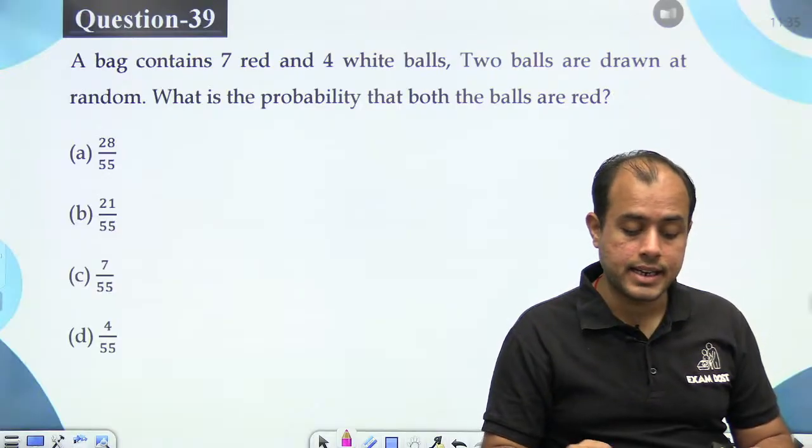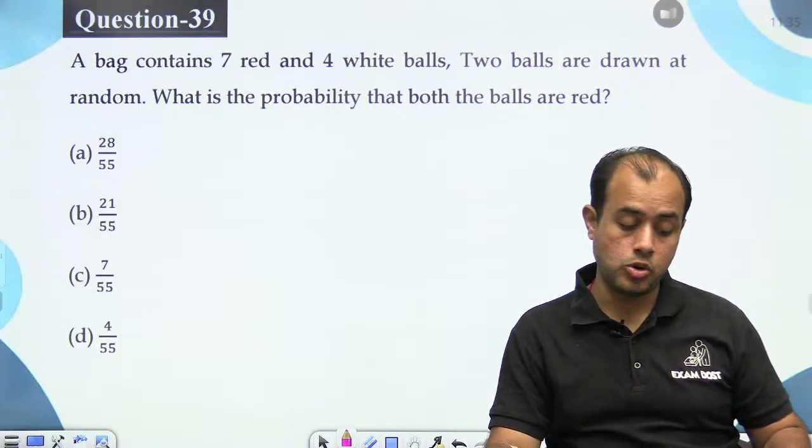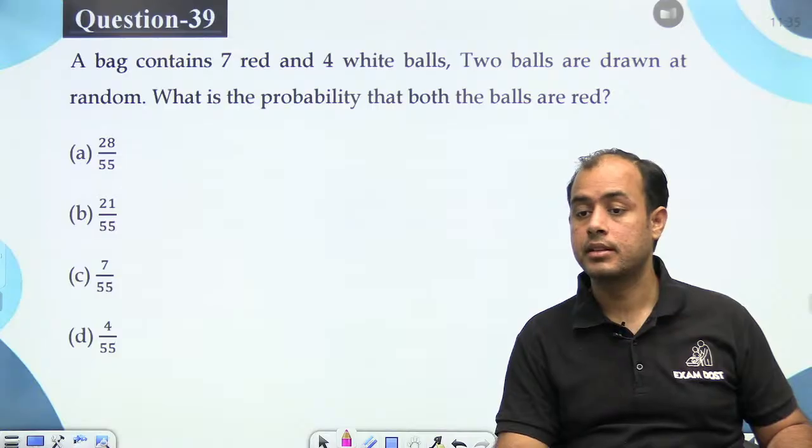Next, a bag contains 7 red and 4 white balls. Okay, 2 balls are drawn at random. What is the probability? Both the balls are red.